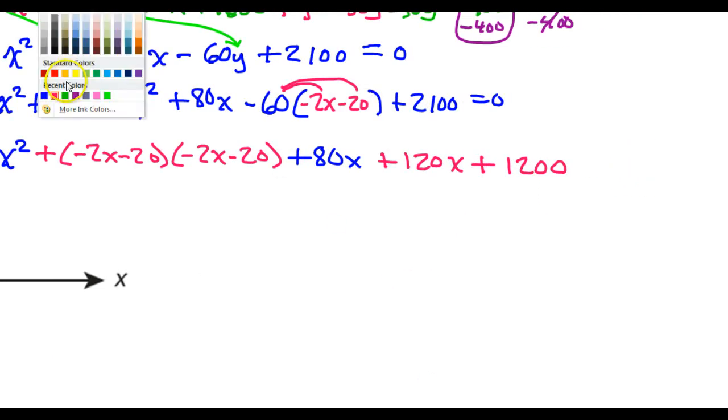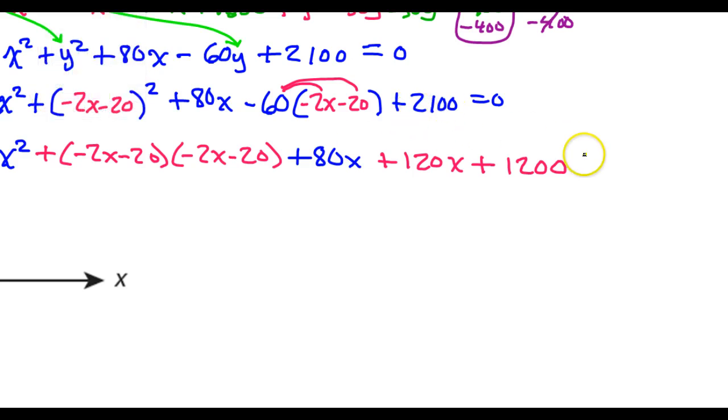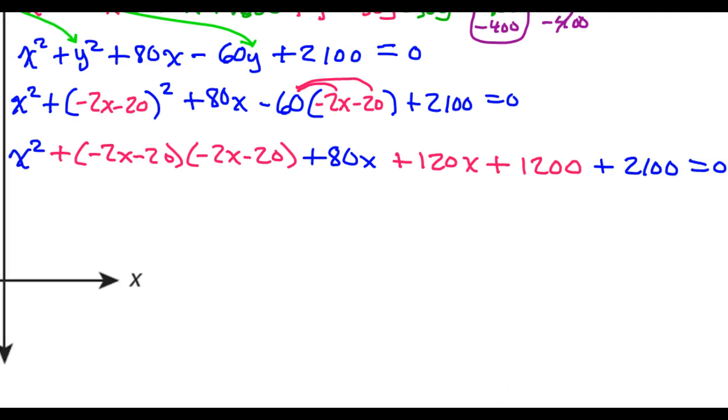Okay. And then, picking up from here, I have plus 2,100 is equal to 0. So there's my x squared. Right here I'm going to have to do a double distributive property.